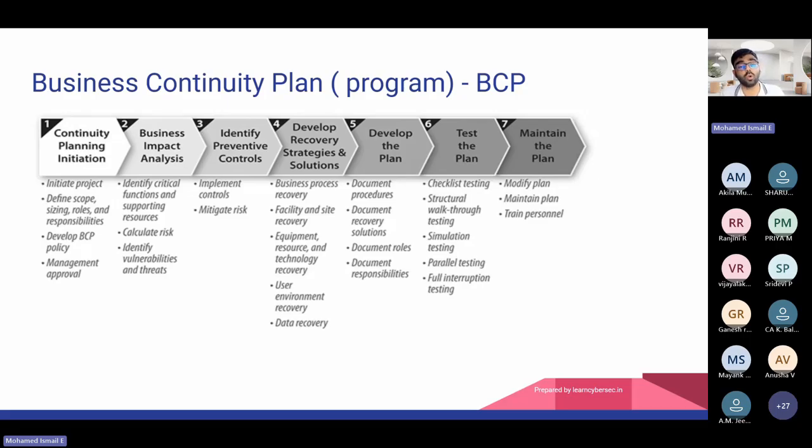They define the scope. What is the scope? What is the sizing? What roles and responsibilities does each one have? Let's say the HR department. The moment the business continuity plan is activated, the HR department will send a notice or email to all the employees: "Dear employees, on XYZ date, Chennai is going to be hit by heavy rain and flood, so you will continue to work from home."